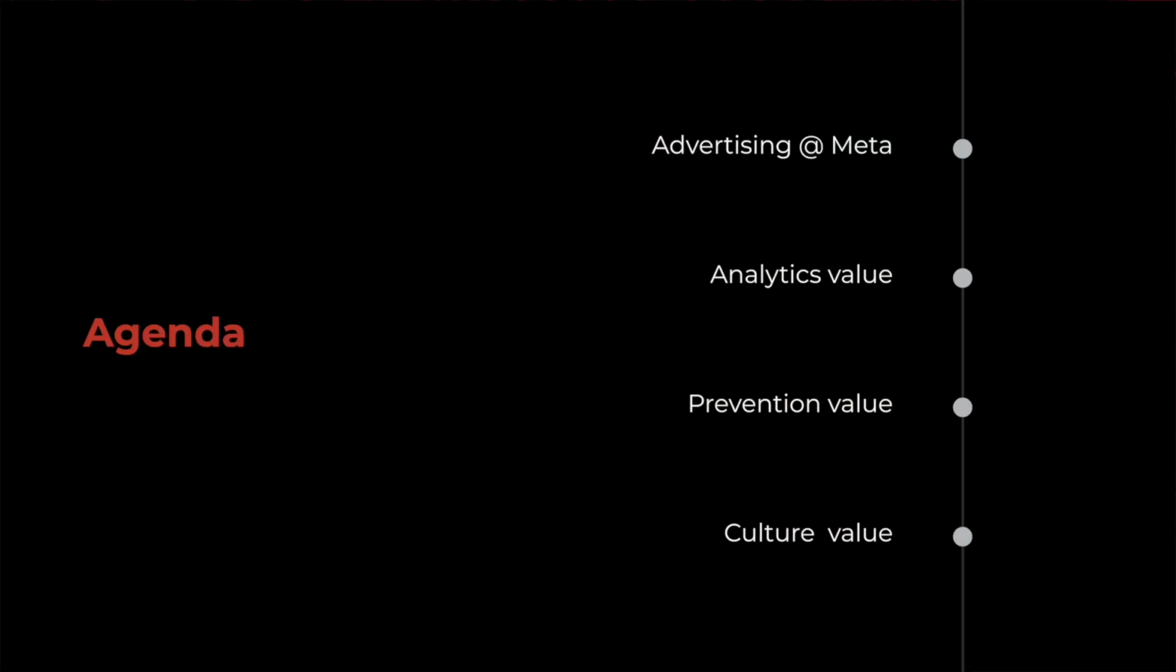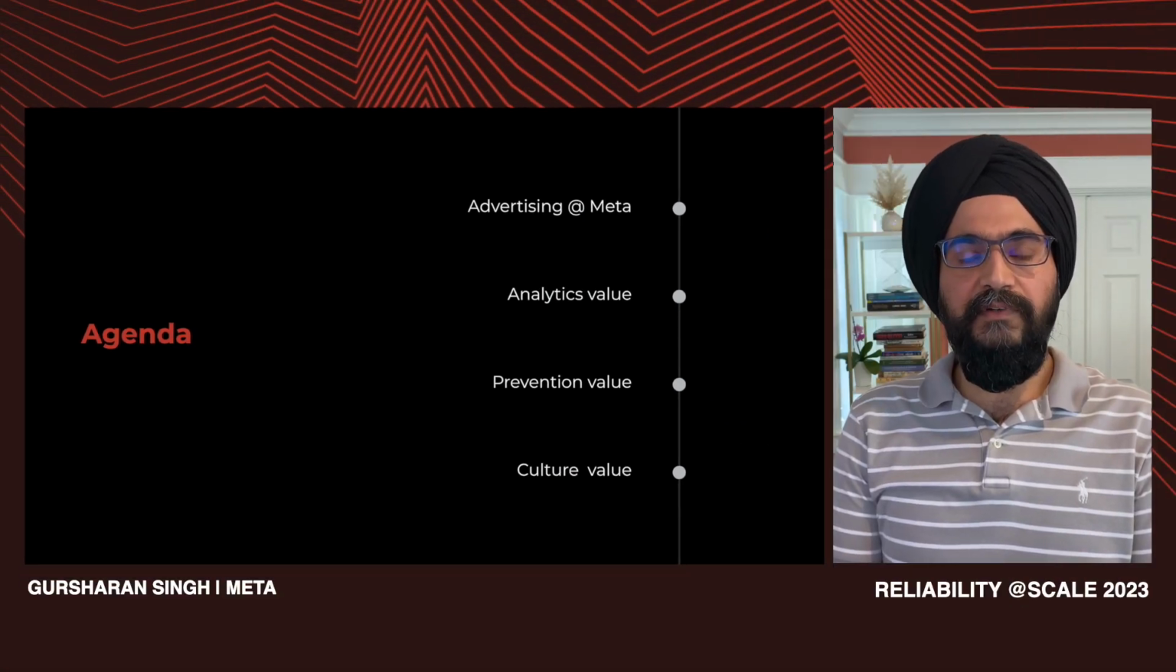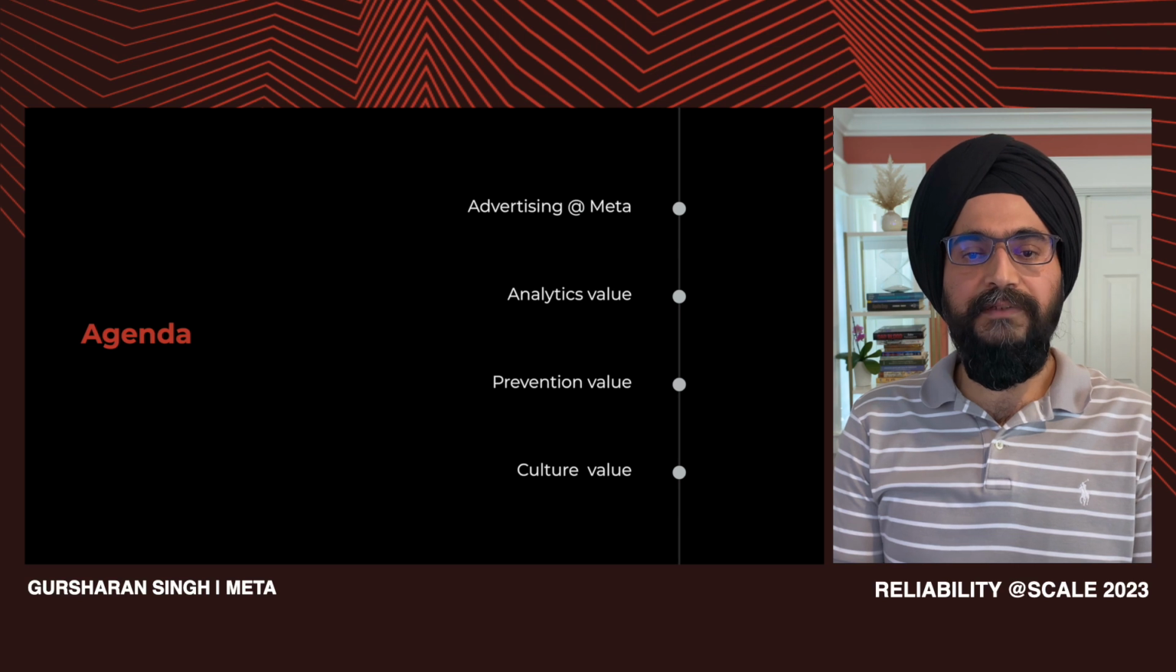I'm here to share with you today how we have been able to improve the reliability of the monetization stack by making data-driven engineering and culture changes. This is roughly what we will cover today. We'll take a brief look at the advertising at Meta landscape. We will then talk about how analytics has helped us drive investment decisions on the program. We will then double-click on one of the levers of reliability we call prevention. And lastly, we will talk about how we have been able to bring about culture changes that have helped us land good results on the program.